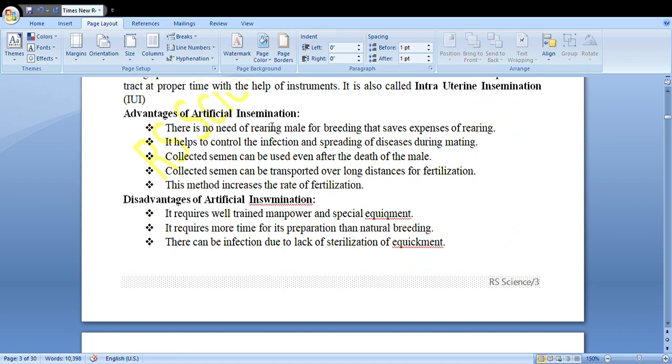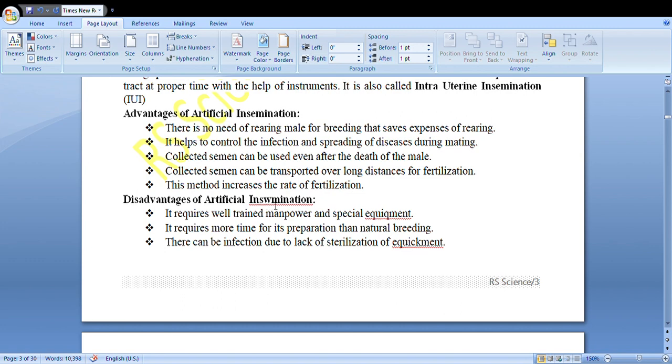Advantages of artificial insemination, AI. There is no need of rearing a male for breeding, which saves the expense of rearing. It helps to control infection and spreading of diseases during mating. Collected semen can be used even after the death of the male. Collected semen can be transported over long distances for fertilization. This method increases the rate of fertilization.